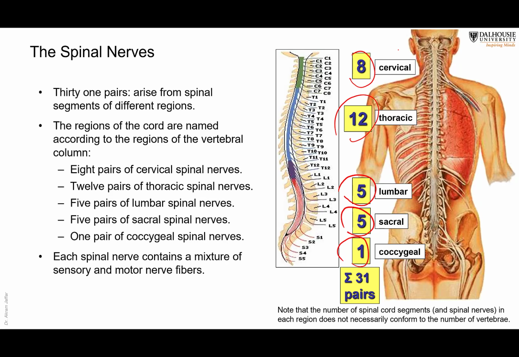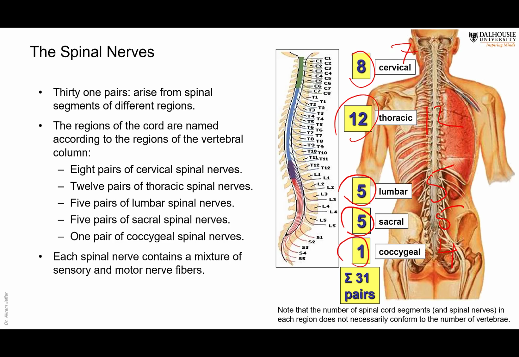7. So we have 7 cervical vertebrae, yet we have 8 cervical nerves. But in the thoracic, we have 12 thoracic vertebrae, we have 5 lumbar vertebrae. Let's say we have 5 sacral, although it's 1, but 5 vertebrae fused, and we have 4 coccygeal vertebrae, but fused together as a single bone. So the number of the spinal nerves does not always reflect the number of the vertebrae. And each of these spinal nerves is a mixture of sensory and motor fibers. I will come to this point in a moment.